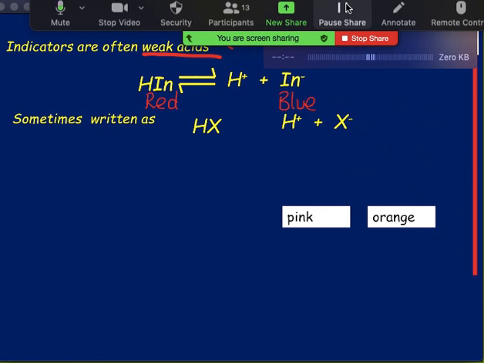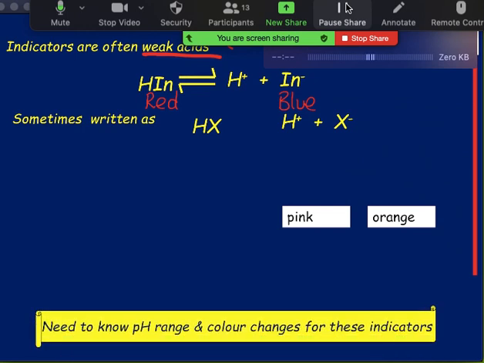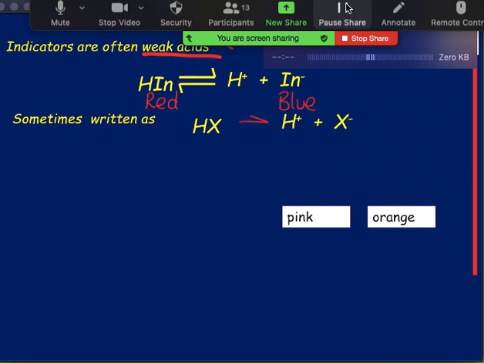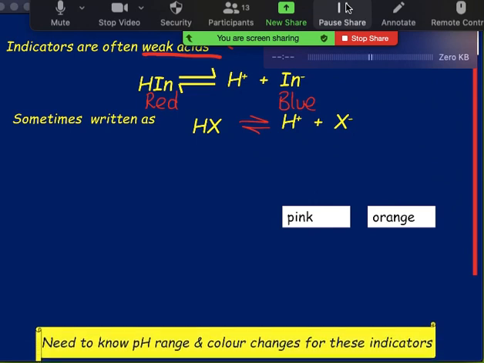Now, you can also sometimes see it written as this. So instead of H indicator, they just use HX. And again, there will be colors involved in the question. Are we writing? Yeah, so do you see how you have a blank sentence up at the top? Yeah, so they're the two versions of the equation that they could possibly ask. Okay. Thank you.